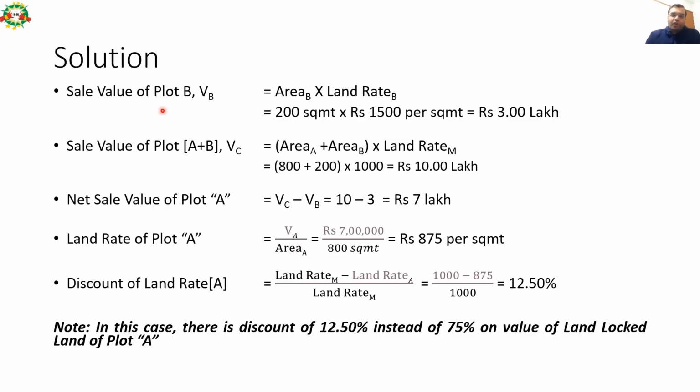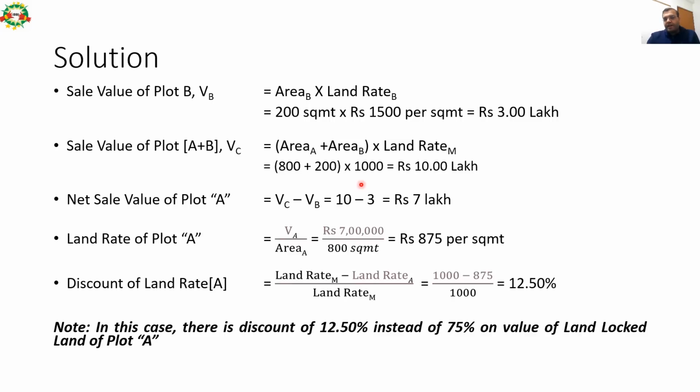So the sale value of plot B, which the owner of B is asking for: 200 square meter is the land area of plot B, and 1500 rupees per square meter is what the owner of plot B is asking from owner A. So the total value of plot B is 3 lakh rupees. If the owner of A purchases plot B, then the combined area of plots A and B will be 800 for A and 200 for B, that is 1000 square meter.